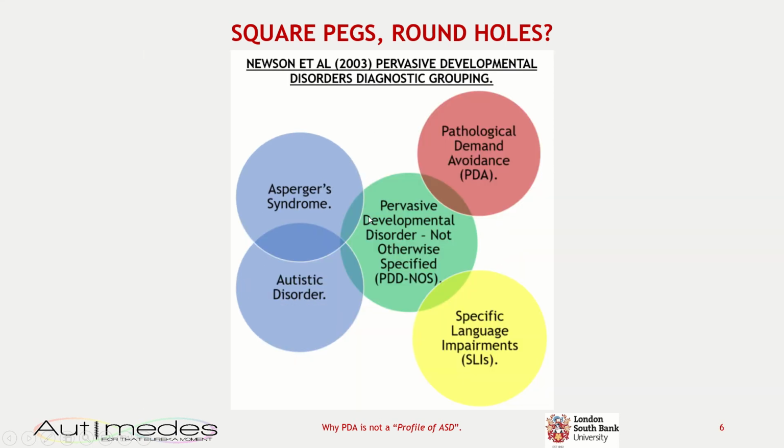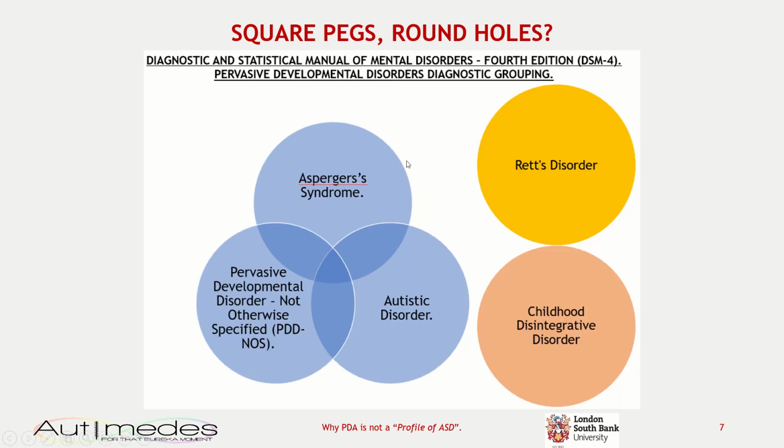Because Newson's diagram for pervasive mental disorders is quite different from what was accepted at the time. This is the diagnostic grouping for pervasive mental disorders in the DSM-4, the comparable American diagnostic manual. The blue circles are the autism spectrum. In this one, pervasive developmental disorder not otherwise specified, or PDD-NOS, is the residual category for anyone not meeting the clinical threshold for either Asperger's syndrome or autistic disorder, and it has Rett syndrome and childhood disintegrative disorder all by themselves. They're not related to autism or anything else. So obviously, there's no PDA and no specific language impairments.